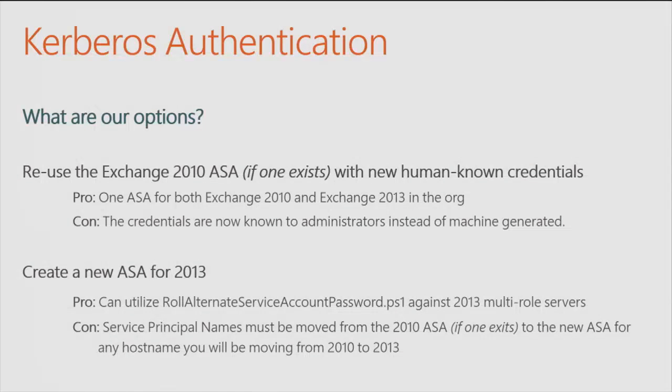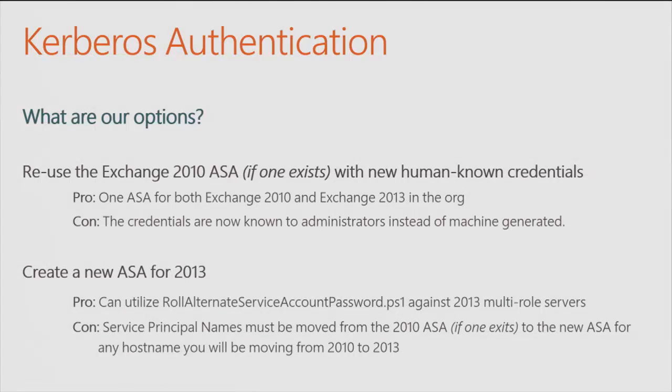Alternatively, you could create a new ASA for 2013. One of the pros that we'll talk about on the next slide is you can now use the role alternate service account password script to create that new ASA. Con would be you have to then work with the AD guys to move a few SPNs from the 2010 ASA, if one exists, to the 2013 ASA. Because you probably would have already had the HTTP SPNs on the 2010 ASA account. How's that for acronyms? So you now have to go and move those SPNs to the new ASA account. Because in Active Directory, you're not allowed to have the same SPN on two different accounts at the same time. So it's a little bit of juggling, but it works out relatively easy.